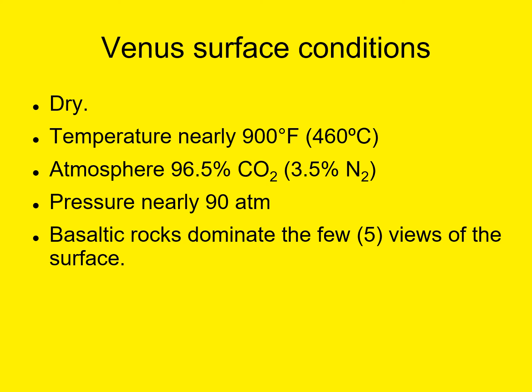Okay, previously we had talked about the surface conditions on Venus in the previous lecture, the incredibly high temperatures that exist there, and the very high pressure, 90 atmospheres, 90 times the atmospheric pressure of Earth. Now, that atmosphere turns out to be mostly carbon dioxide and nitrogen. It's 96.5% CO2. Earth's atmosphere has almost no CO2 in it. We have nitrogen and oxygen.